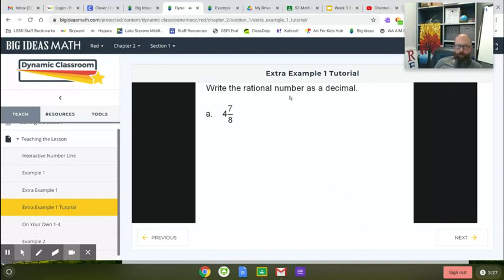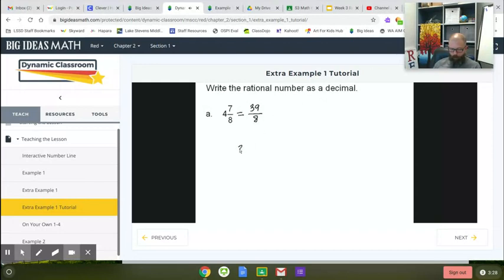So 4 7 eighths can be written as a over b. So let's write it as an improper fraction. To do this, we multiply 4 times 8, which is 32, and add 7. So we have 39 as our numerator. And we keep the denominator of 8. So 4 7 eighths is equal to 39 eighths. So now we need to write this number as a decimal. To do this, we'll use long division. So we have our dividend, 39, and the divisor, 8.